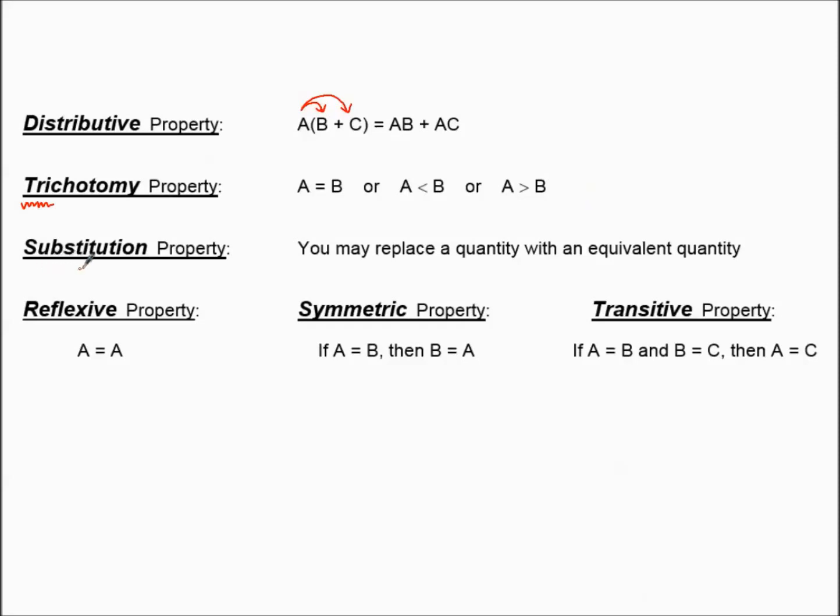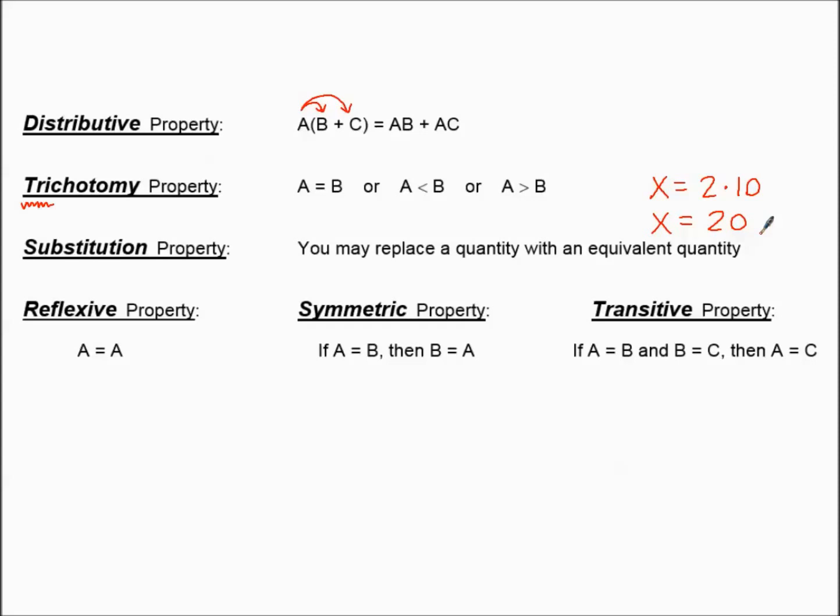The substitution property. This is a property that we use almost all the time as well, and it says that we may replace a quantity with an equivalent quantity. For example, if we're solving this equation, let's say we have x equals 2 times 10. Well, of course, 2 times 10 is 20, so what I can do is replace 2 times 10 with an equivalent expression, which is 20. And that's the substitution property. It's not the multiplicative property, because the multiplicative property says I need to do multiplication to both sides of the equation. This is simple substitution. I'm replacing 2 times 10 with a 20, an equivalent number.